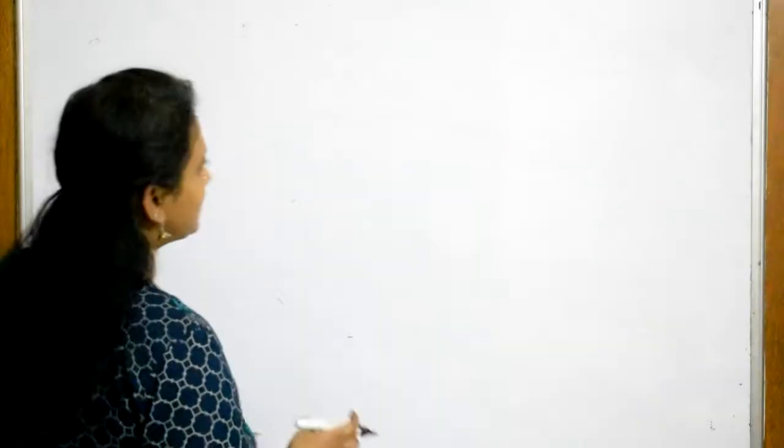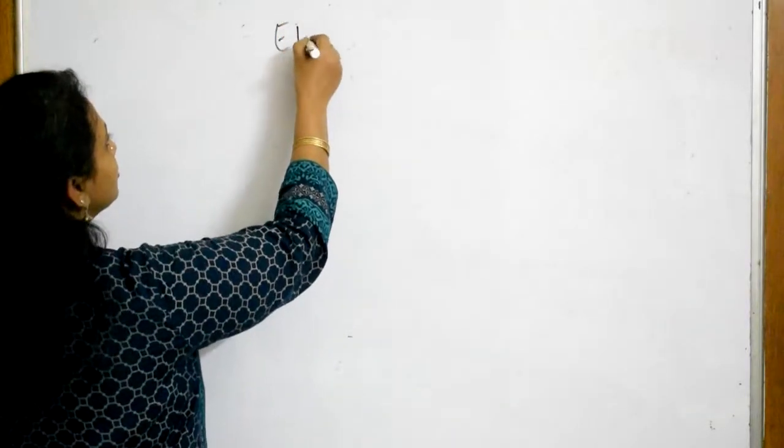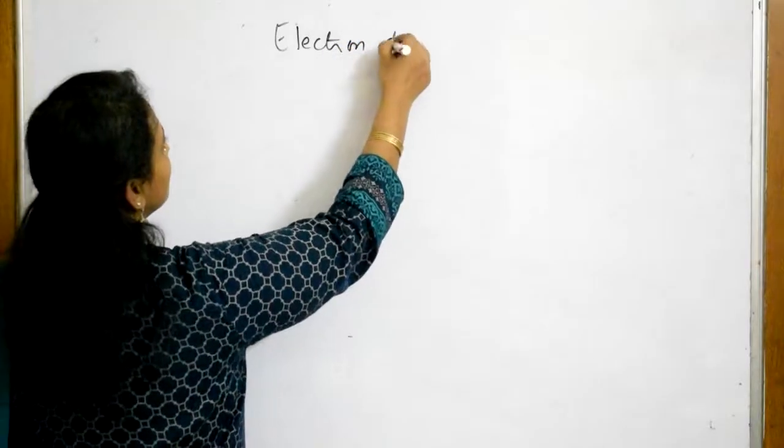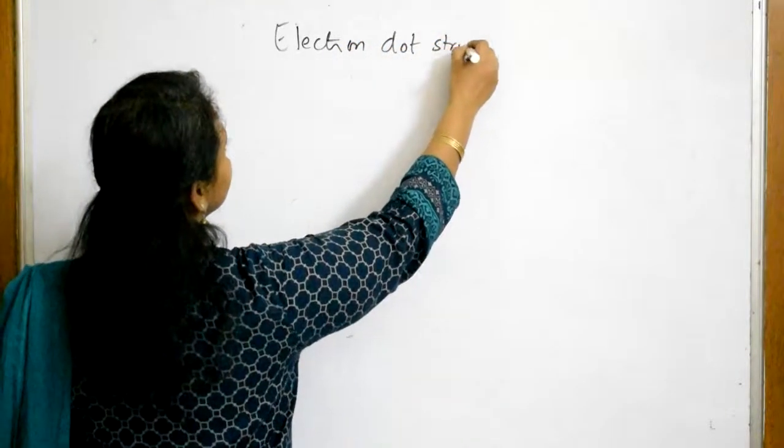So today the topic we are going to discuss is electron dot structures. We are going to see the electron dot structure of different examples. In the previous video I taught the introduction, what carbon actually is, its uses, and then bonding in carbon. Today's topic, take your pen and write: we'll be learning electron dot structures of different examples.